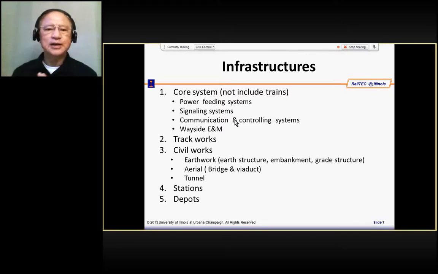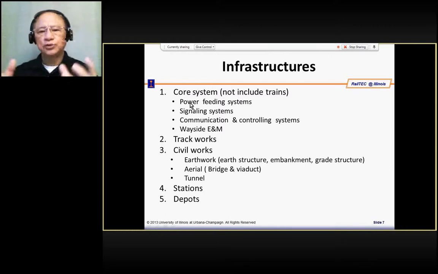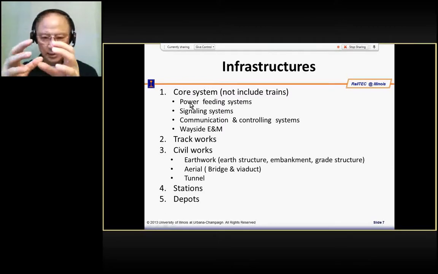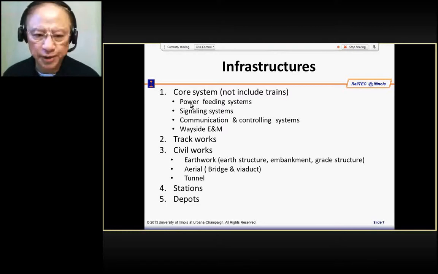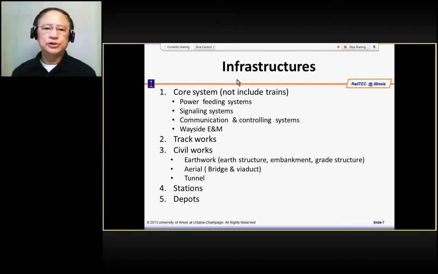So these are the following systems. And then you have some wayside equipment, warning system, E&M, telephone along the wayside. So this would be all the other systems which are supporting the running of the train, also called core systems, which are sort of E&M type of construction related to supporting the train. So these are the core systems.